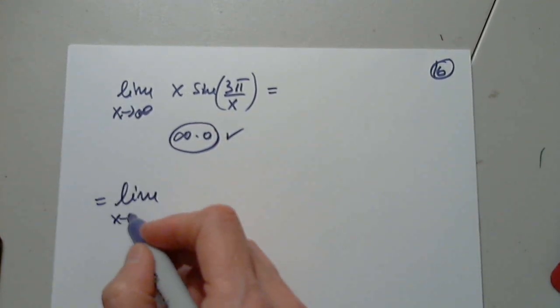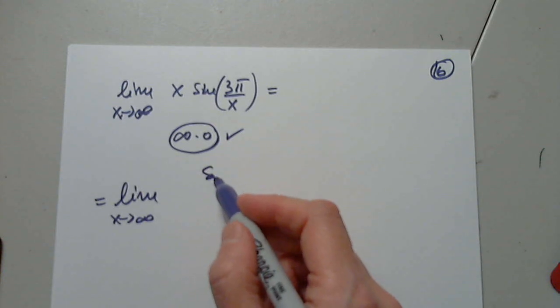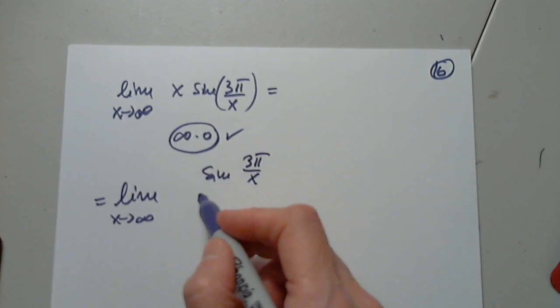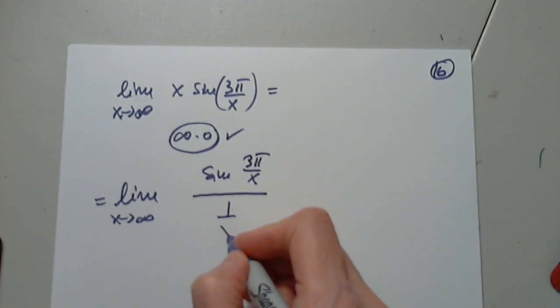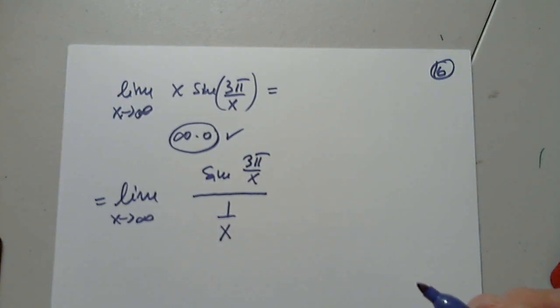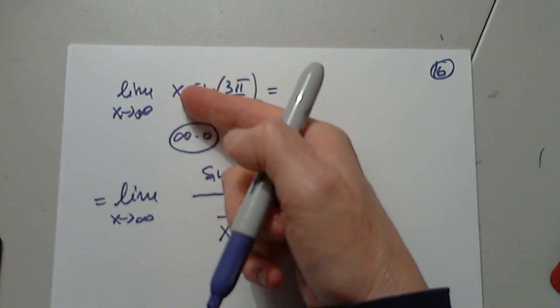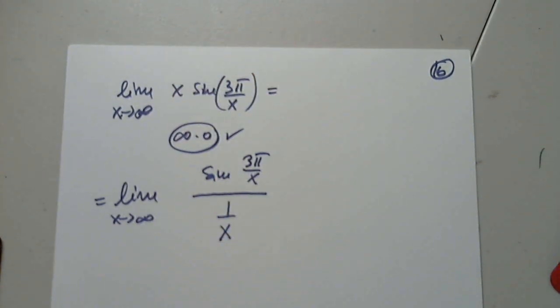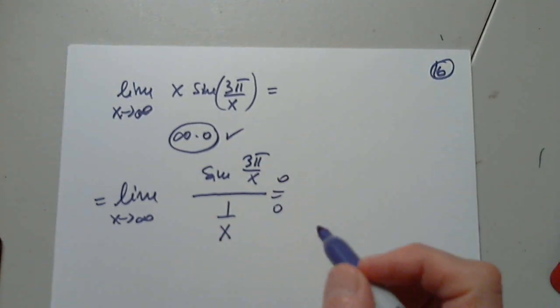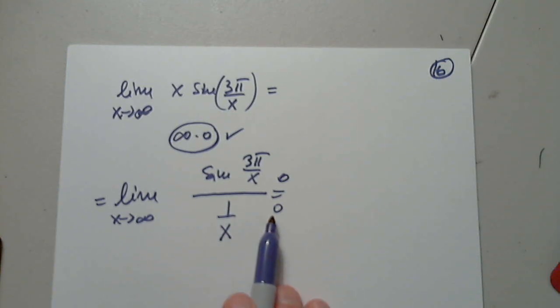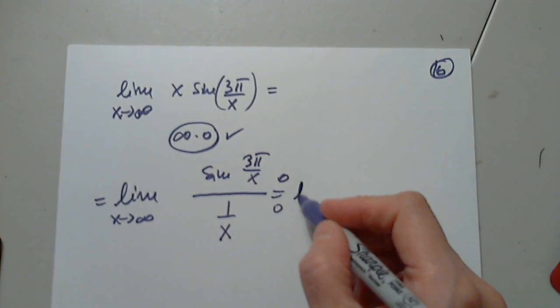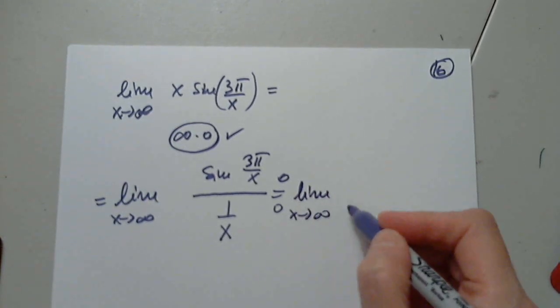So limit as x approaches infinity, and we have sine 3 pi over x, everything divided by 1 over x, because dividing by 1 over x is like multiplying by x. Right, okay. So now we do have 0 over 0, because 1 over infinity goes to 0 and sine still goes to 0. But then we have limit x approaches infinity.